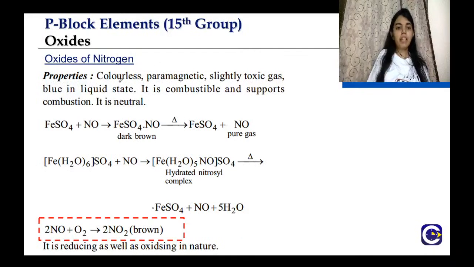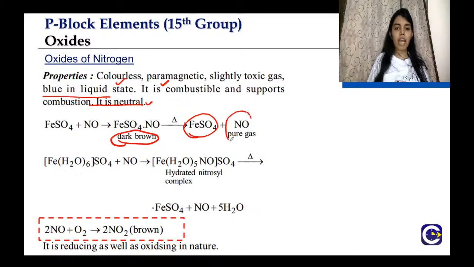Properties: it is colorless and paramagnetic, which we have already done. It is a slightly toxic gas, blue in the liquid state, and also neutral in nature. If you treat ferrous sulfate solution with NO, a dark brown color is formed, that is FeSO4.NO. When you heat it, you get FeSO4 and pure NO gas. This is how you can remove the impurity from NO gas. Or you can treat this complex of iron with NO, you will get a hydrated nitrosyl complex, and heating it again is also used to purify NO gas.